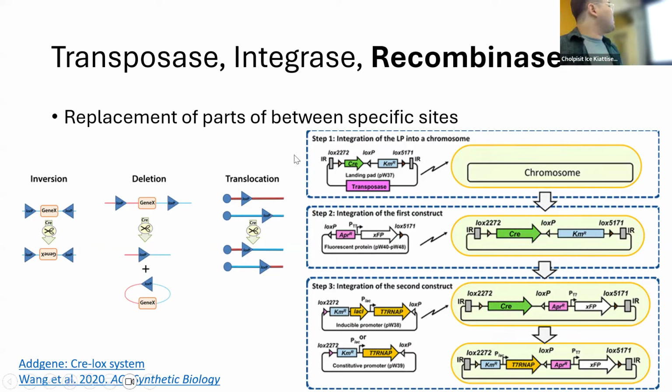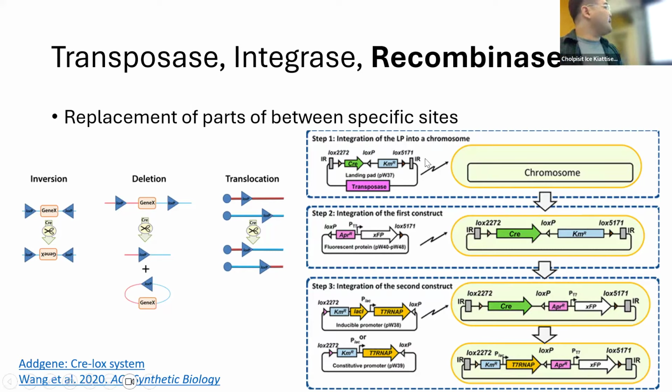For example, the Cre recombinase. These are some examples of Cre-lox systems that can do not just integration, but also inversion, like flipping the gene. They can do deletion, and they can do translocation by moving parts from one to the other. These are going to be more useful when you work with higher organisms that have multiple chromosomes, because if you have more chromosomes, you can move from one chromosome to the other way easier.